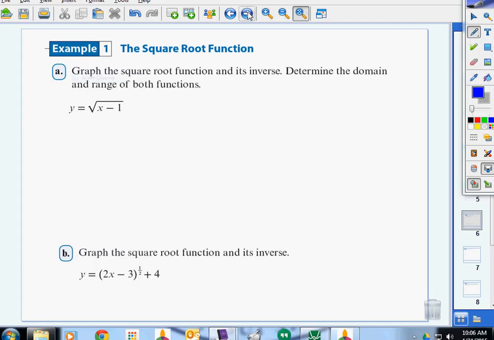Well, it says graph the square root function and its inverse. All right, so we're going to be finding the inverse, and then we also have to determine the domain and range of both functions. So we're just going to do that systematically. The first thing I want you to do is just graph the square root function. So let's put y is equal to the square root of x minus 1 into Desmos.